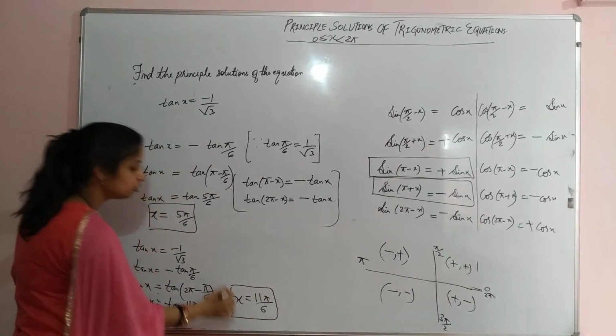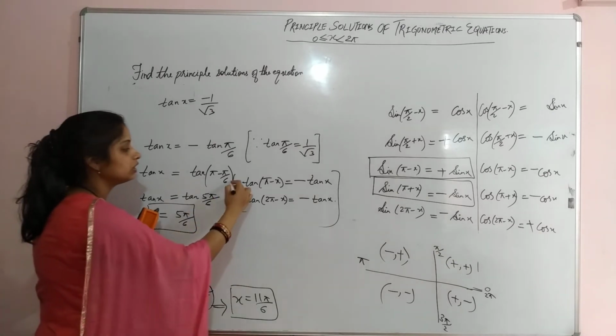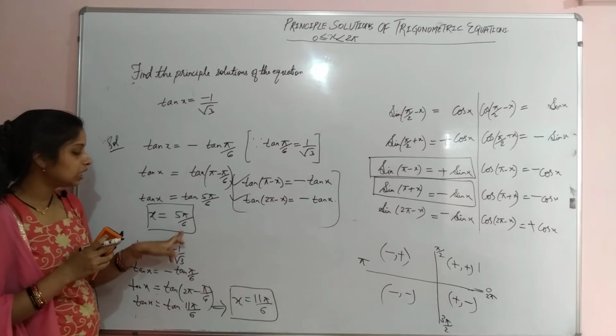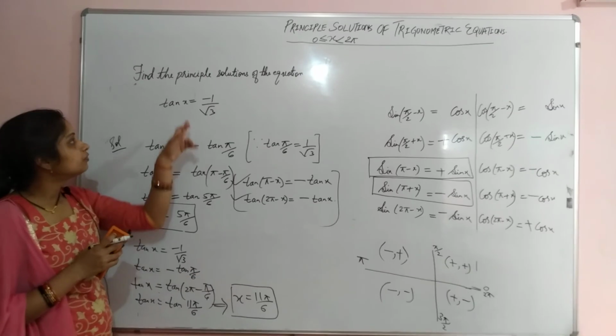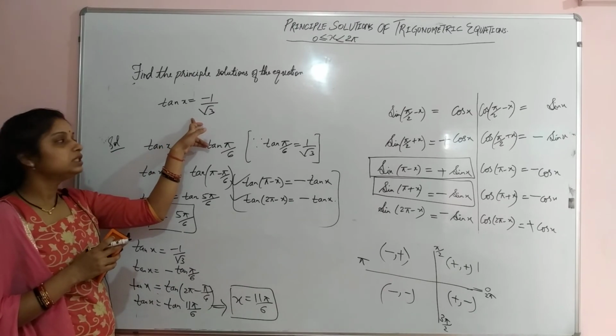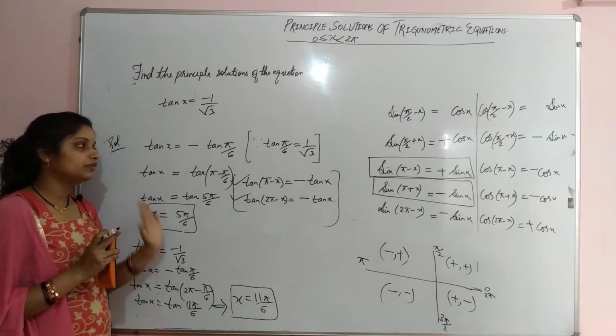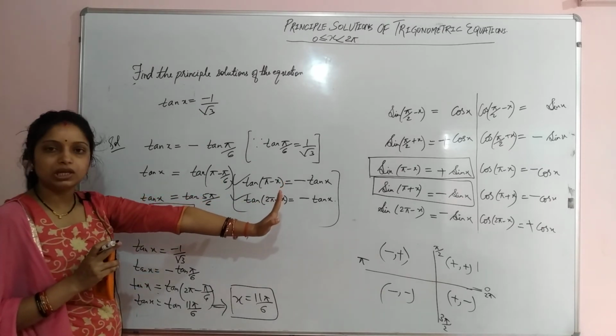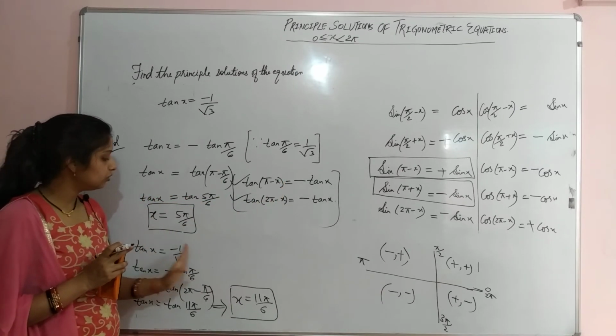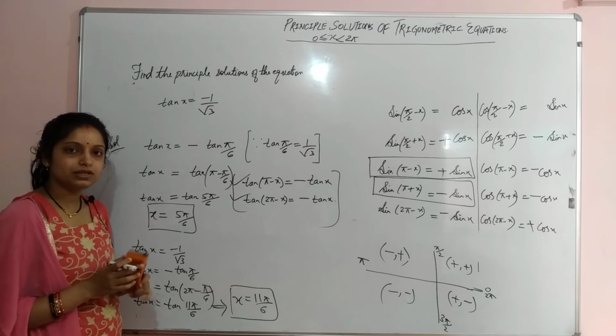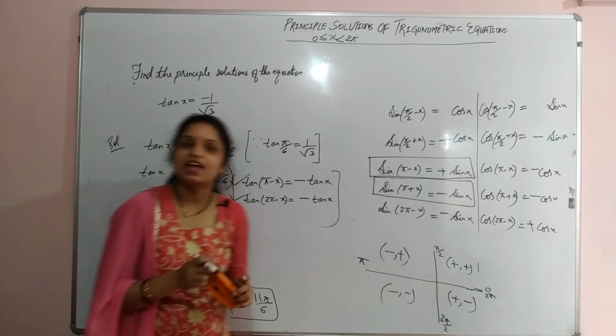Okay. So these two things are possible by using these two formulas. So these are the principal values for the equation tan x is equal to minus 1 by root 3. So solving this, you should know the formulas, then you can apply them and find the principal values easily. Clear? Thank you so much.